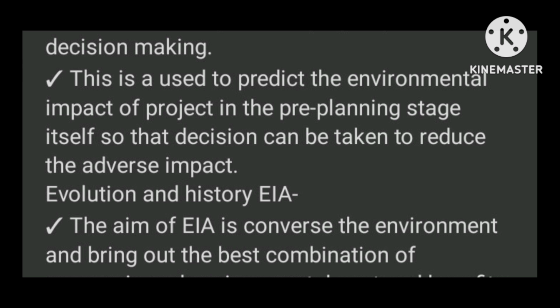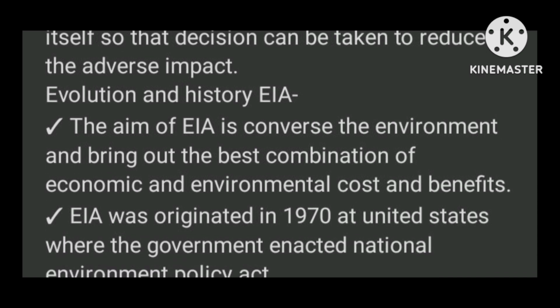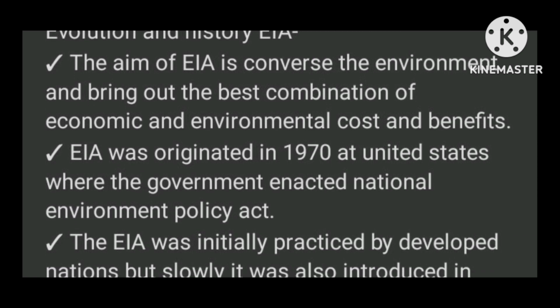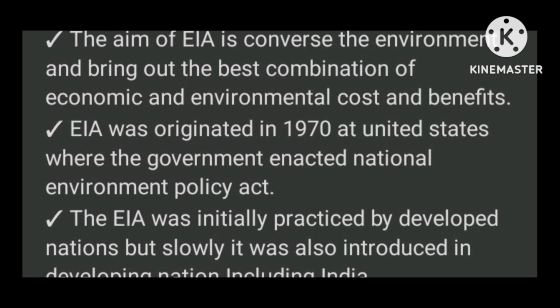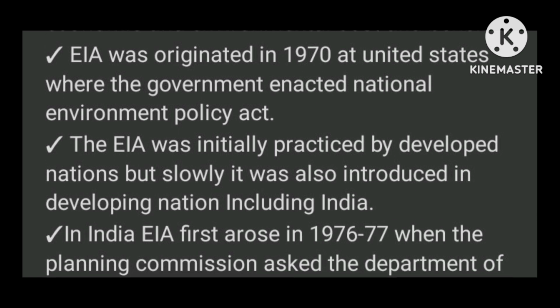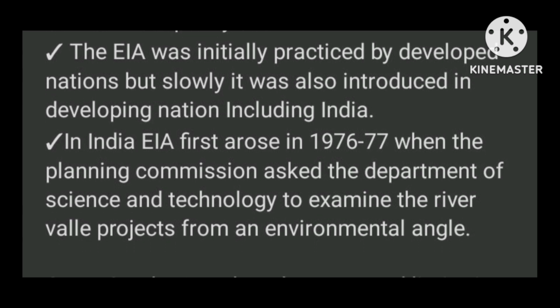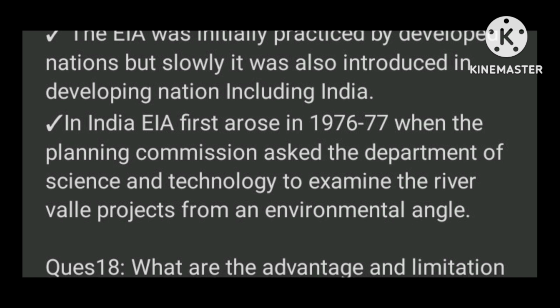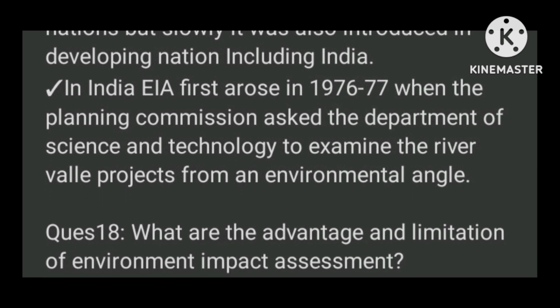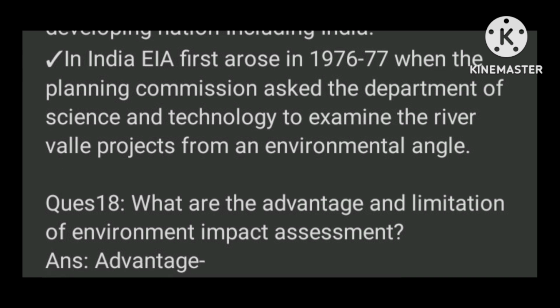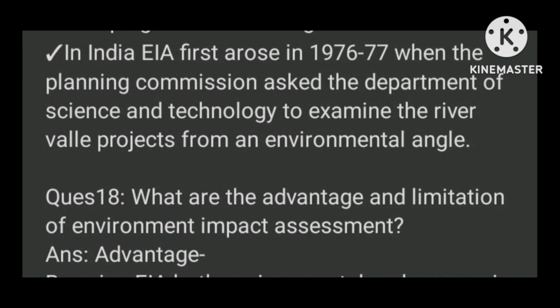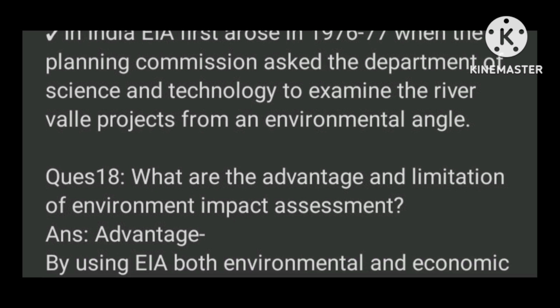Evolution and history of EIA. The aim of EIA is to conserve the environment and bring out the best combination of economic and environmental costs and benefits. EIA originated in 1970 in the United States, where the government enacted the National Environment Policy Act. The EIA was initially practiced by developed nations, but slowly it was also introduced in developing nations including India. In India, EIA first arose in 1976-77 when the Planning Commission asked the Department of Science and Technology to examine the River Valley projects from an environmental angle.